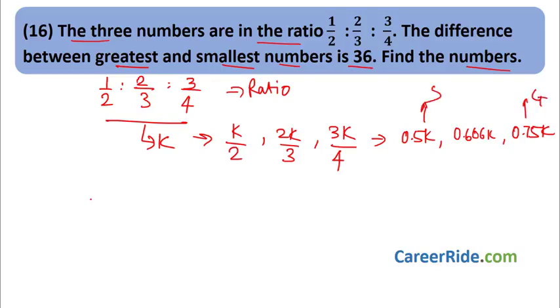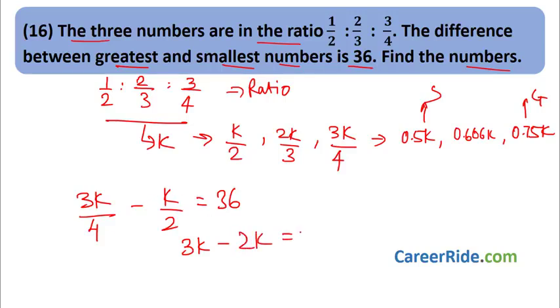Difference between greatest and smallest they have given. So 3k upon 4 minus k upon 2 is equal to 36, right? Multiply by 4 throughout. What you will get over here? You will have 3k minus 4k divided by 2, that is 2k, would be equal to 36 into 4, right?